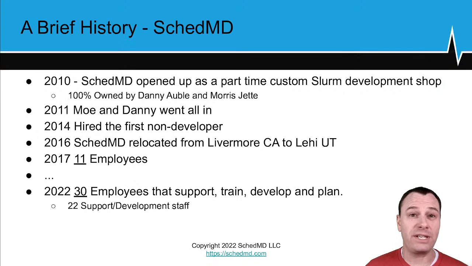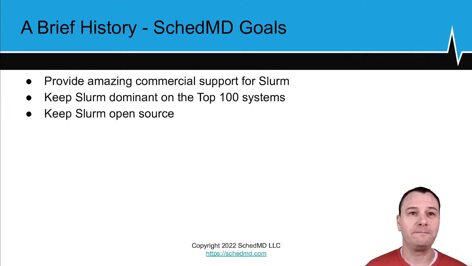In 2014, the team started to grow, and so did interest in Slurm. In 2016, Scalability relocated from Livermore, California to Lehi, Utah. Since then, we have moved to a new, larger location in Lehi to accommodate our growing business needs. In 2017, we had 11 employees, mainly support and development engineers. As of 2022, we are a healthy 30 employees with the majority of our staff in support and development.